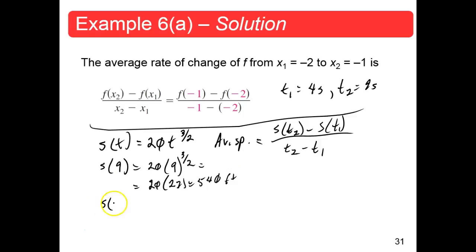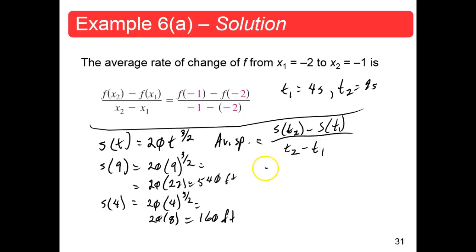What else do we need to know? S of 4, and we actually did it last time, but it won't hurt us to redo it. What would that be? 20 times 4 to the 3/2 power. Which way do you want to go on this one? 8. So it'd be 20 times 8, because the square root of 4 is 2, and 2 cubed is 8, and that is 160 feet. If you remember, we had that last time. So now we just plug and chug.